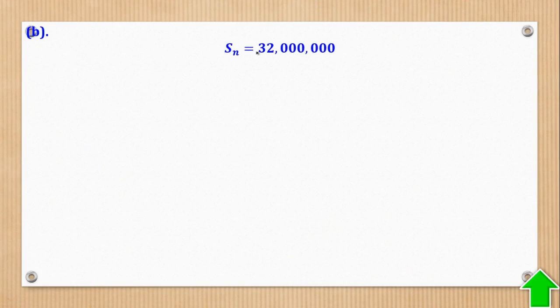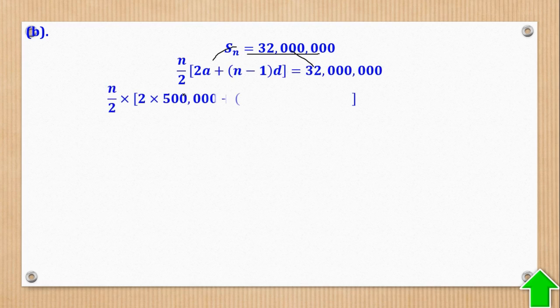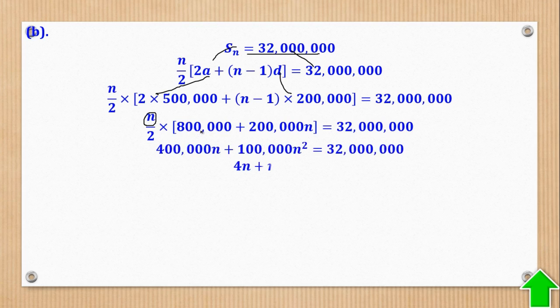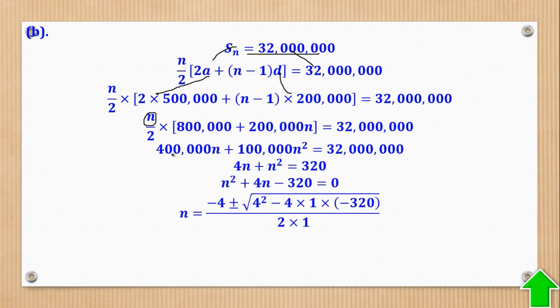So the sum of the first n terms is 32 million. So substitute for Sn equal to 32, then substitute for A and for D. So now we have only one unknown, which is n. So expand and simplify by dividing through by 100,000. Then get a quadratic, which can be solved using the quadratic formula to get the two values of n. But n cannot be negative, implying that n is positive, which is 16.